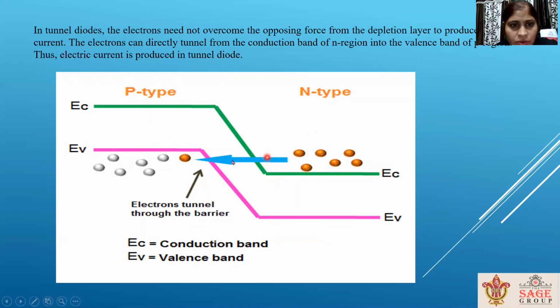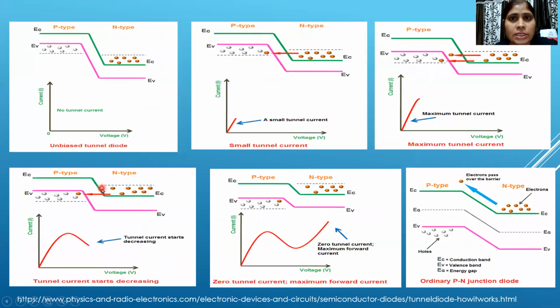So some of the electrons start moving towards the valence band. That is, electrons present at the conduction band at the n-type layer move towards the valence band at the p-type layer. This effect is called tunneling. That is, the electrons are moving from conduction band to the valence band, from n-type layer to p-type layer. This is called tunneling. So see the working of the tunnel diode.